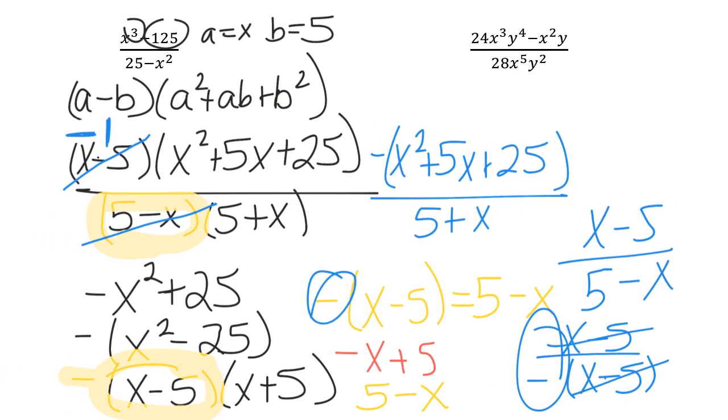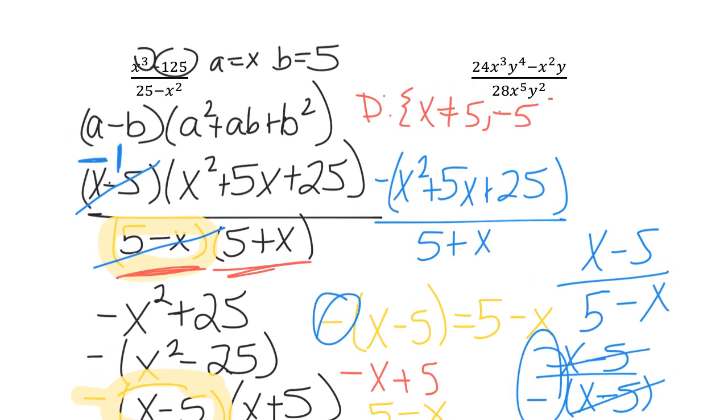Let's think about the domain a little bit here. If we go back to our original problem before we canceled anything out, before we divided anything out, positive 5 makes that factor negative, and negative 5 makes this factor negative. So my domain is x does not equal 5 and negative 5. So I want you to start thinking about that and writing that down on your homework. Okay, write down those domains.